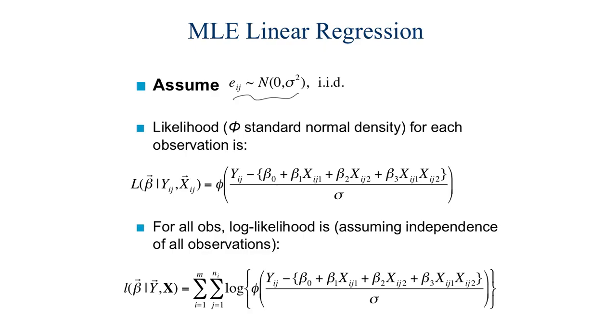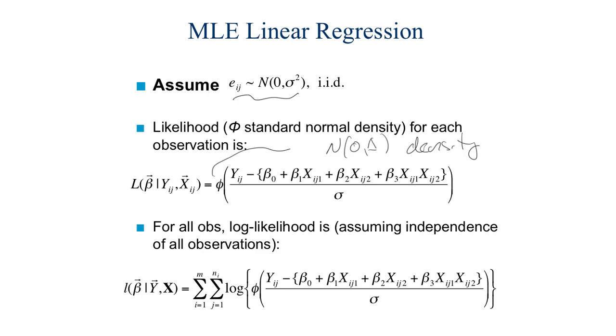If I look at my likelihood, it's just a single observation, and I'm assuming they're independent now. So just for one observation, this is the likelihood. This is the normal 0, 1 density. That's what that small phi almost always means.